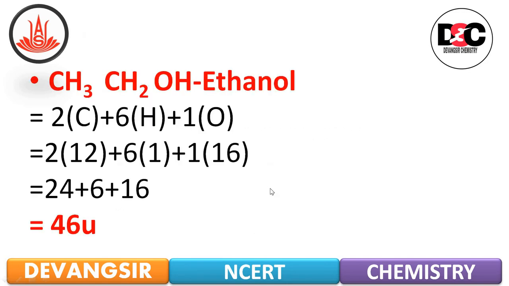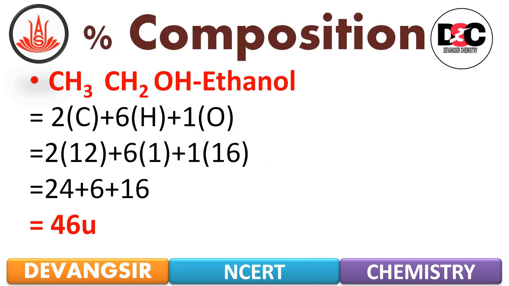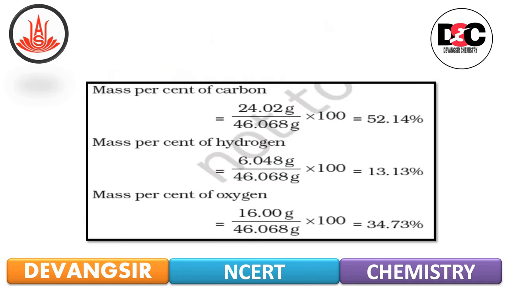Now for the second, ethanol, first we have to find out its molar mass. You can calculate it by yourself also, as we have done in the previous lecture. That is 46 u. In the same manner, carbon, hydrogen and oxygen are the three elements present in ethanol, so we have to find its percentage composition.